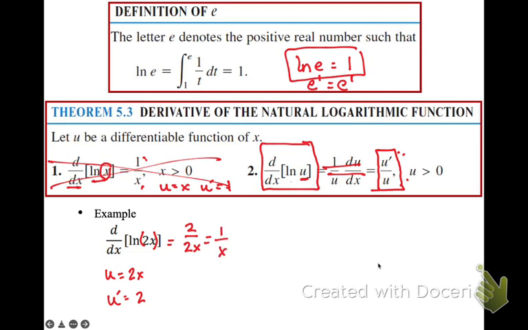Now, I figured one of you would yell and scream back here. This 2 is a constant, yes? Never mind, disregard. Do we have to do plus c's on these? No, because we're not doing integrals, we're doing derivatives. Wrong direction. Okay, that's it.